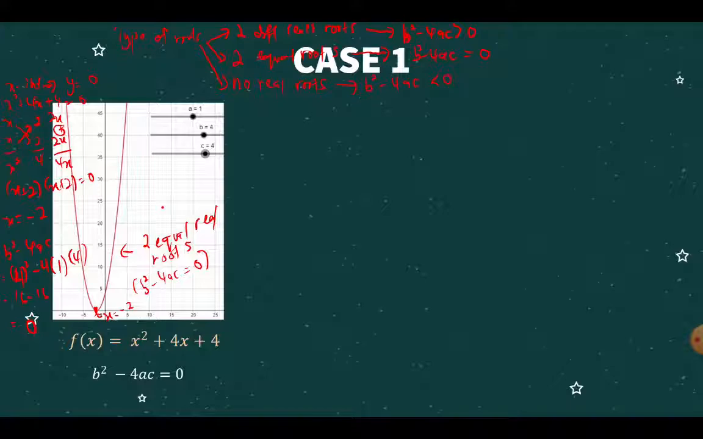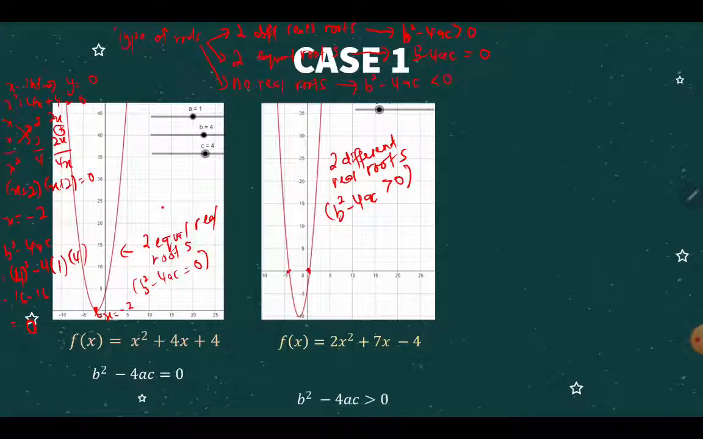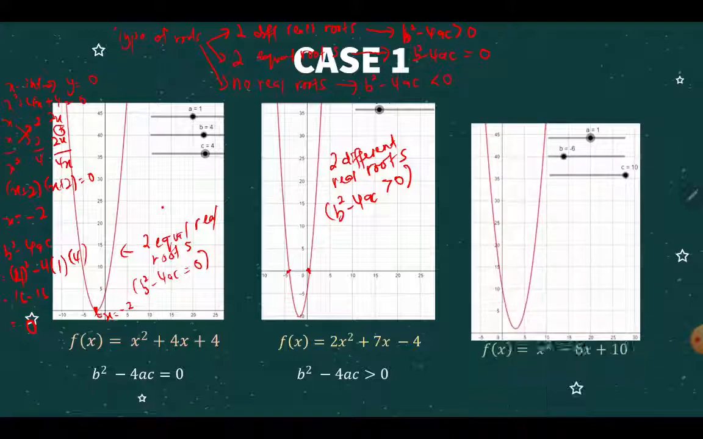Next, how about the second one? The second one, we can see that we have two different values of x. So this is the case of two different real roots. When we talk about two different real roots, we relate it with discriminant greater than 0.